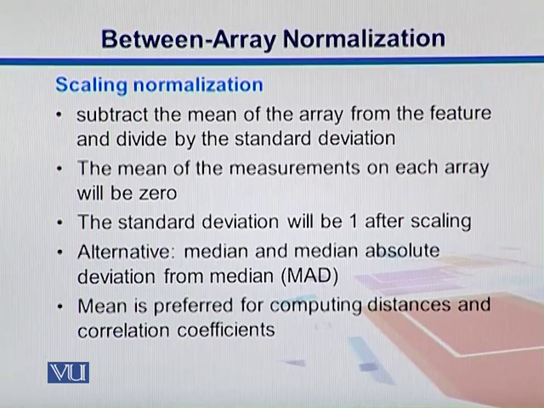So the mean of the measurements on each array will then become 0. The standard deviation will be 1 after this scaling. As I said earlier, we can use the median and median absolute deviations, MADs, rather than means and standard deviations. But the mean is preferred since for computing distances and correlation coefficients means are used. So that's why we probably want to stick with the mean.